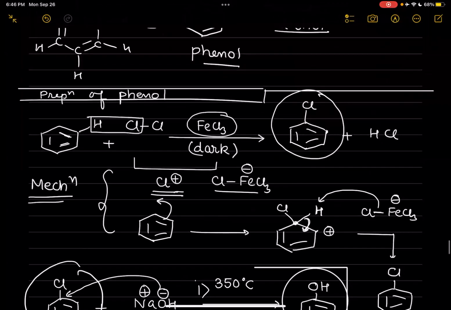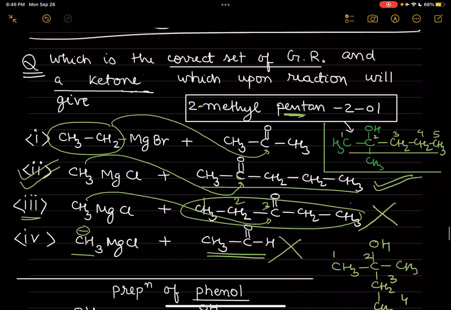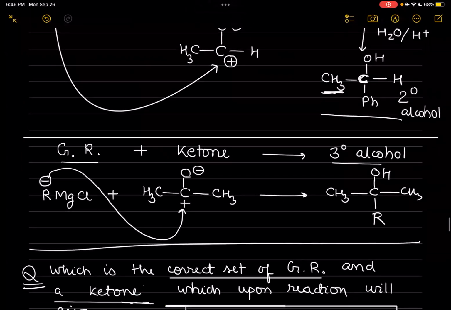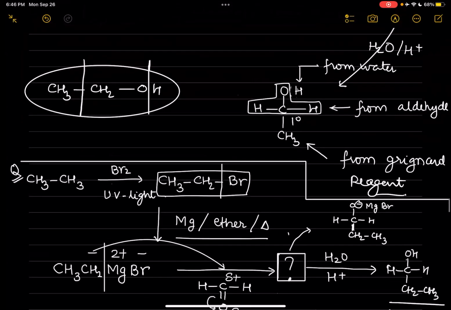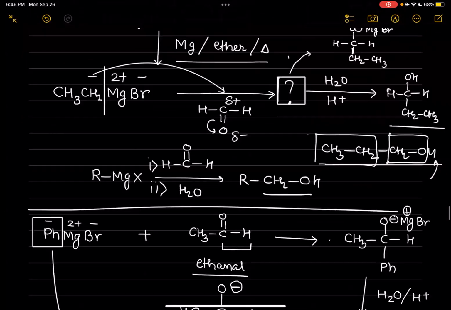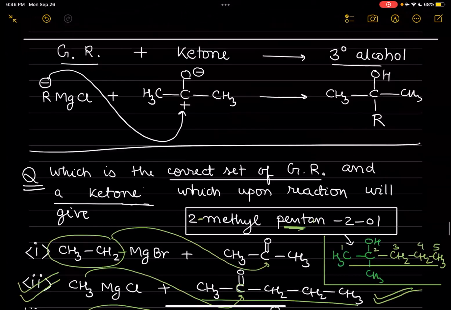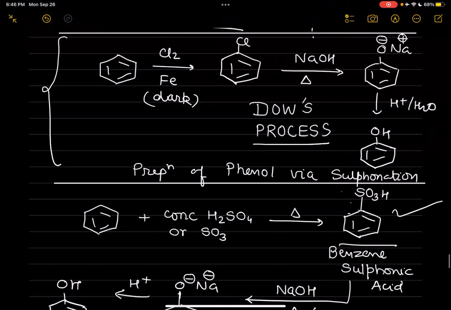So the byproduct is, sorry, your byproduct is acetone. Okay, so this is the method for the preparation of phenol.